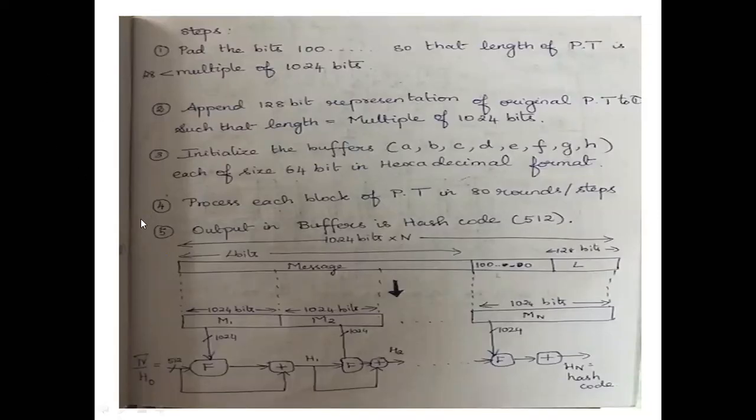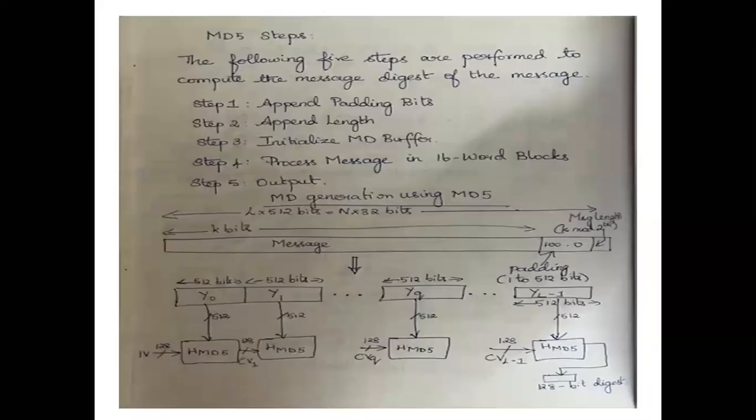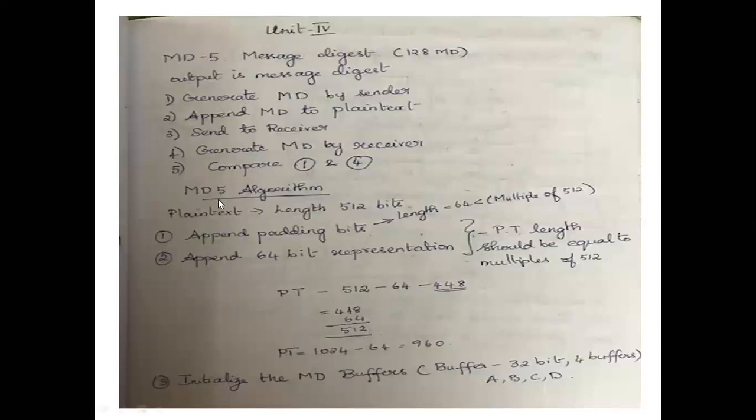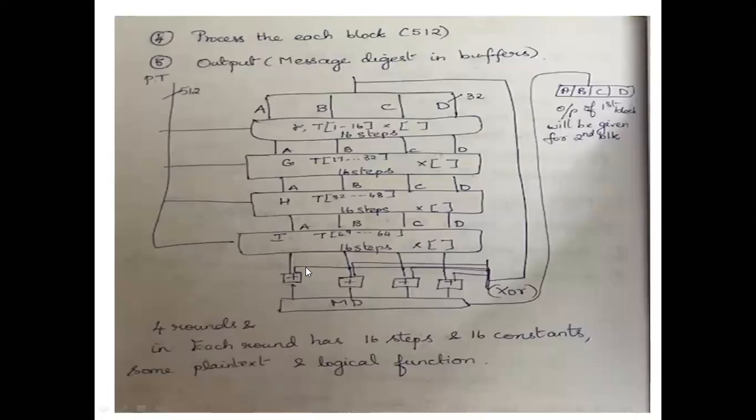So we'll see again the same steps in a little more detail. First, as you saw in MD5, you're going to pad the bits starting from 1, 0, 0 and so on, so that the length of the plain text is 128 bits less than a multiple of 1024 bits. Why? Because in the second step, you're going to append 128 bits. The same explanation as for MD5 applies here. In SHA, what are you going to do?